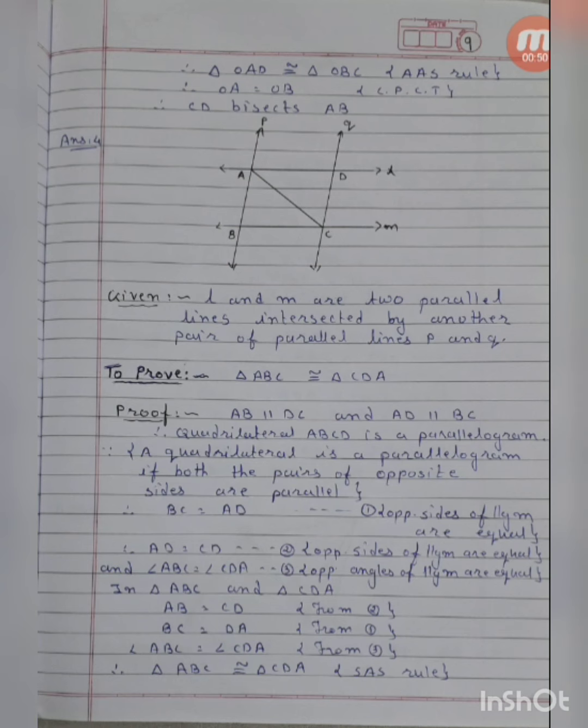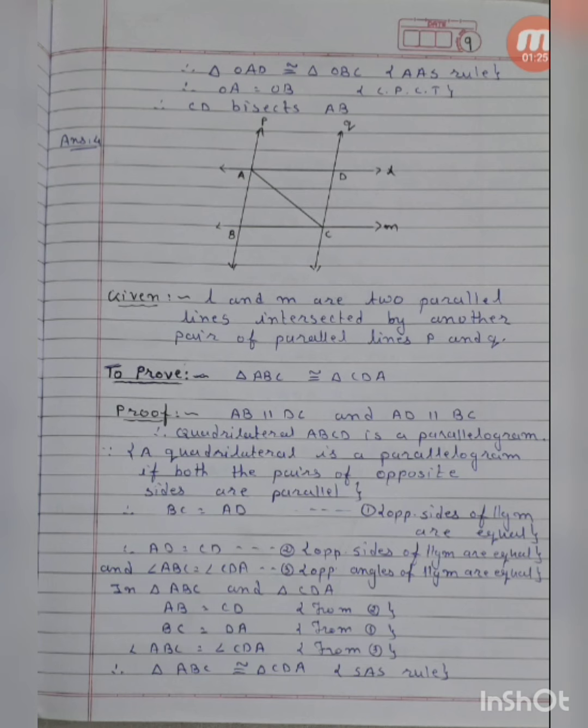Here now proof. AB parallel CD and AD parallel BC. Quadrilateral ABCD is a parallelogram. So, we can write ABCD is a parallelogram because a quadrilateral is a parallelogram if both pairs of opposite sides are parallel. Here BC is equal to AD. This is number 1. Opposite sides of a parallelogram are equal. Same thing, AB is equal to CD. Number 2. Opposite sides of a parallelogram are equal. And third, angle ABC is equal to angle CDA because opposite angles of a parallelogram are equal.